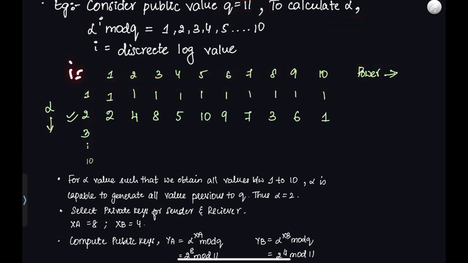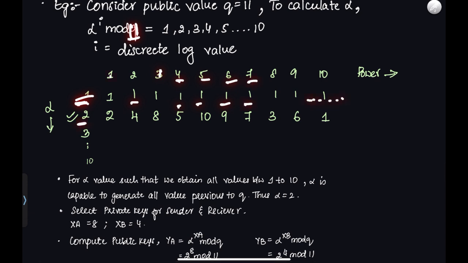I is here. So alpha 1 power 1 mod 11, I'll get 1. 1 power 2 mod 11, I'll get 1. 1 power 3 mod 11, I'll get 1. 1 power 4 mod 11, I'll get 1, and similarly for powers 5, 6, 7, and so on till 10, I'll get 1 only.